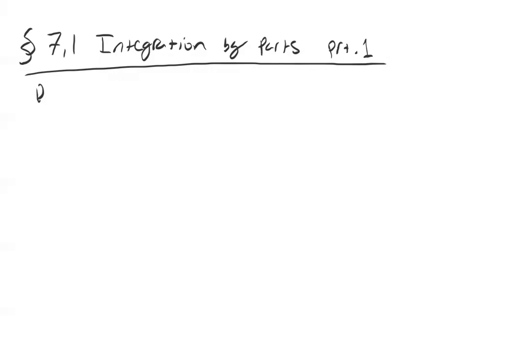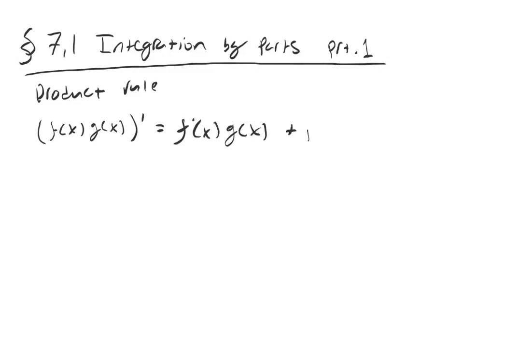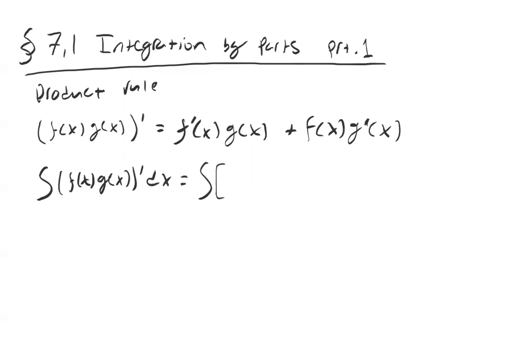So you'll remember for the product rule, if we had two functions, f of x times g of x, we want to take the derivative. This was f prime of x, g of x plus f of x, g prime of x. And so what we can do is integrate both sides of this function. So we get the integral of f of x, g of x prime dx is equal to the integral of f prime of x, g of x plus f of x, g prime of x dx.